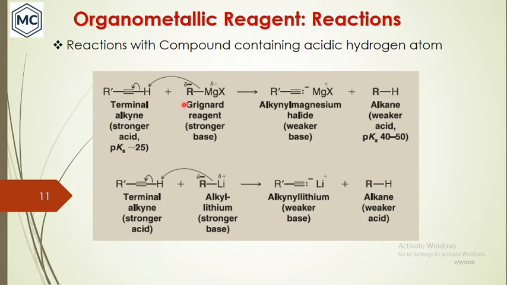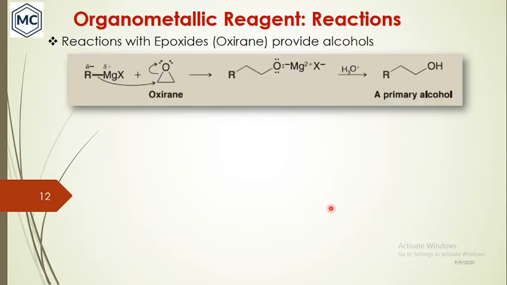And a compound that contains an acidic hydrogen, like an alkyne. This is a very weak acid, but it is a stronger acid when compared to this base. So that is why this also gives this reaction. The Grignard reagent can abstract this proton, and it forms the corresponding hydrocarbon, and you get alkynyl magnesium halide. Similarly, organolithium compounds can also undergo the same reaction and give a similar product.